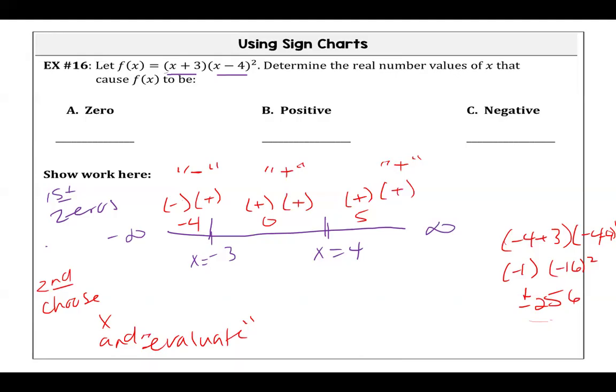So where are my zeros? Well, we have zeros at x equals -3 and x equals 4. Where am I positive? Well, I'm positive from -3 to 4 and from 4 to infinity, which makes sense because at 4, we have that multiplicity, which stops us from changing our signs. So I'm positive from -3 to 4 and from 4 to infinity. Okay, this U is the mathematical symbol for and.